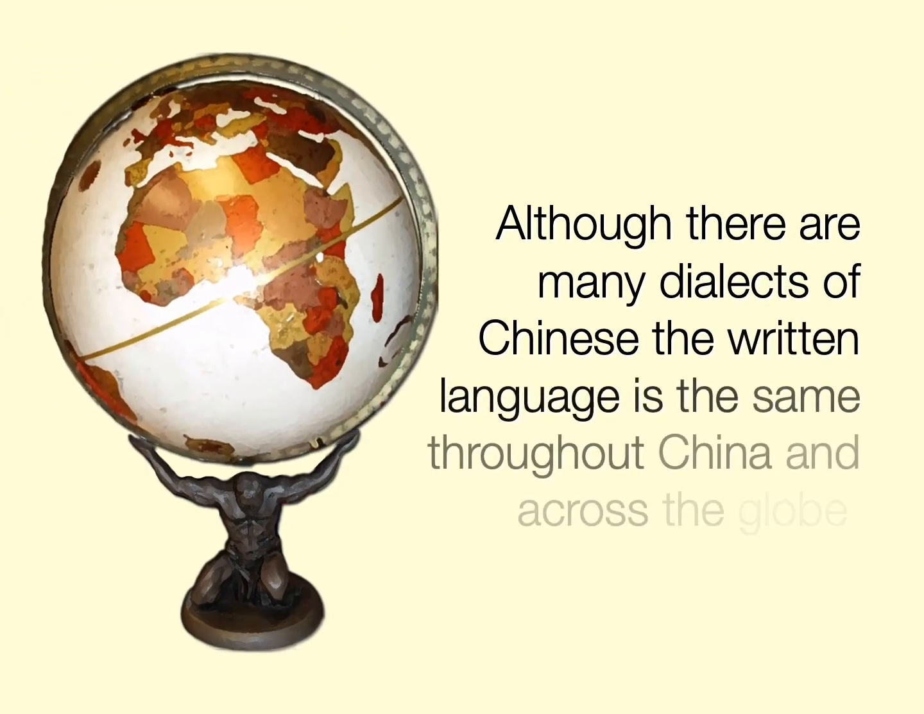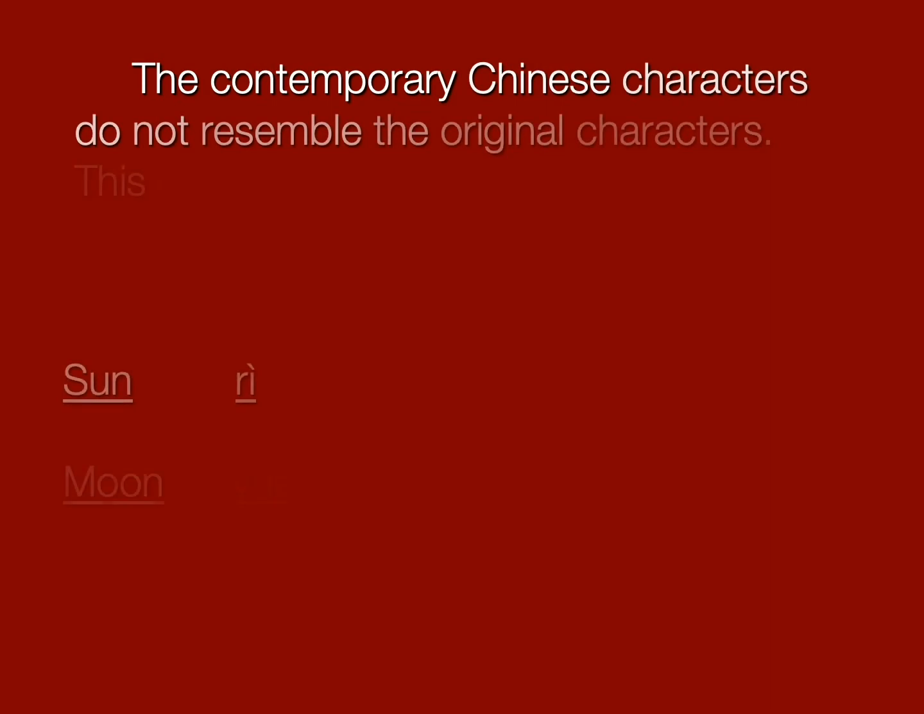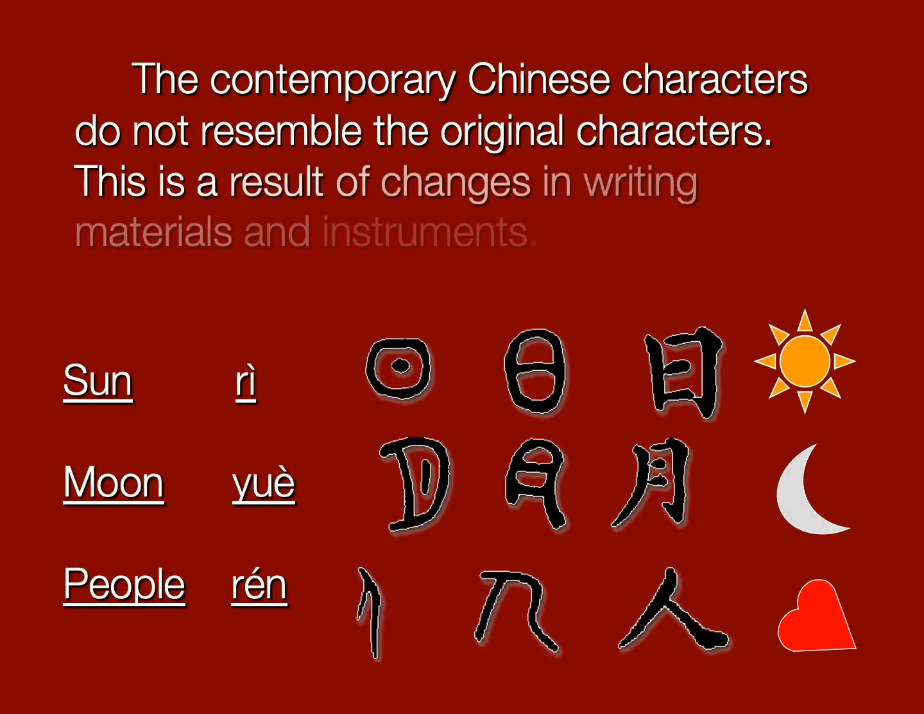Although there are many dialects of Chinese, the written language is the same throughout China and across the globe. The contemporary Chinese characters do not resemble the original characters. This is a result of changes in writing materials and instruments.